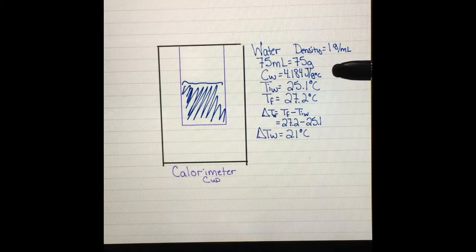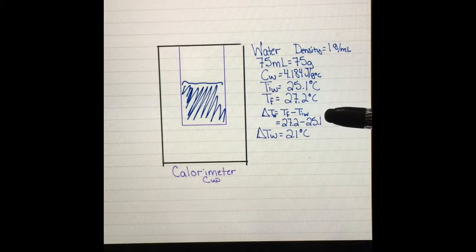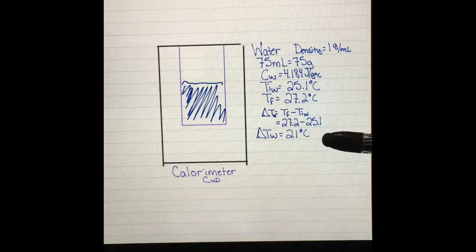The specific heat of water is 4.184 joules per gram degree Celsius. That is a constant. These numbers you would obtain from your graph. Your T initial of water is 25.1 degrees Celsius for this group's data, and the T final was 27.2 degrees Celsius. My change in temperature for the water is TF minus TIW, which is 27.2 minus 25.1, or overall 2.1 degrees Celsius.